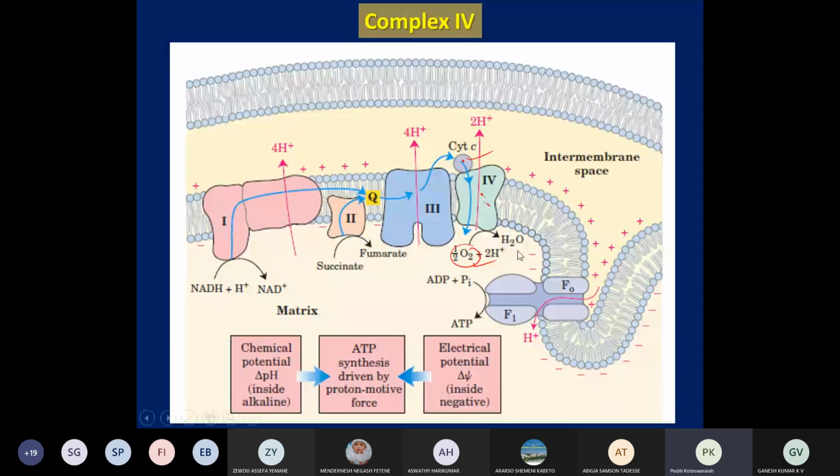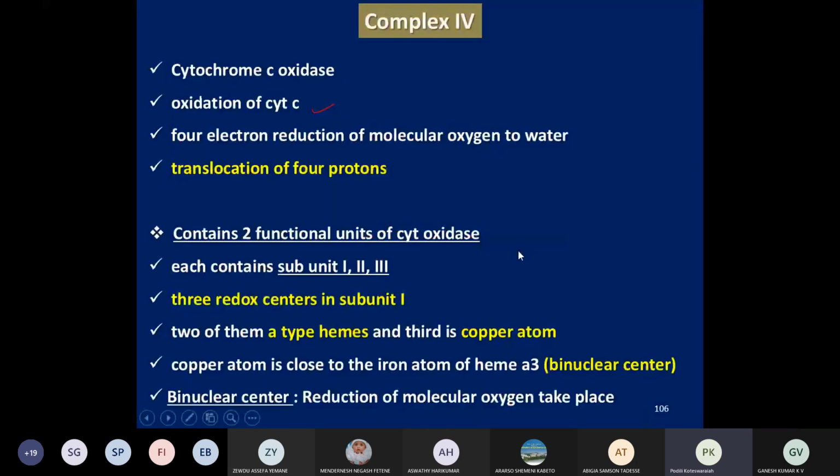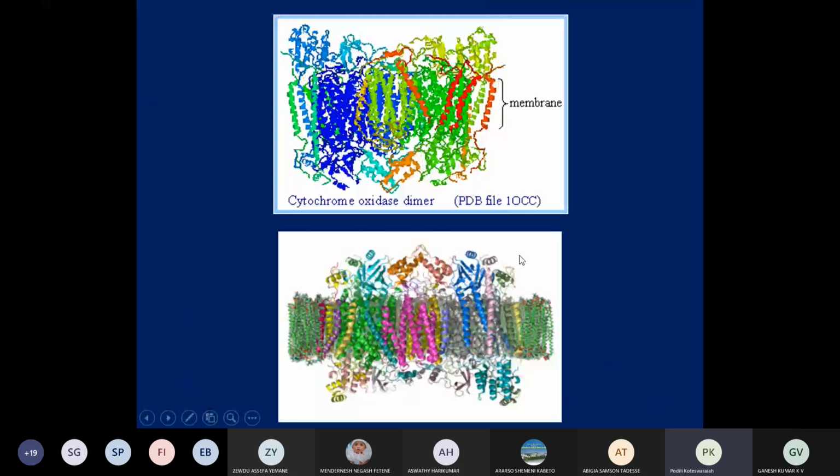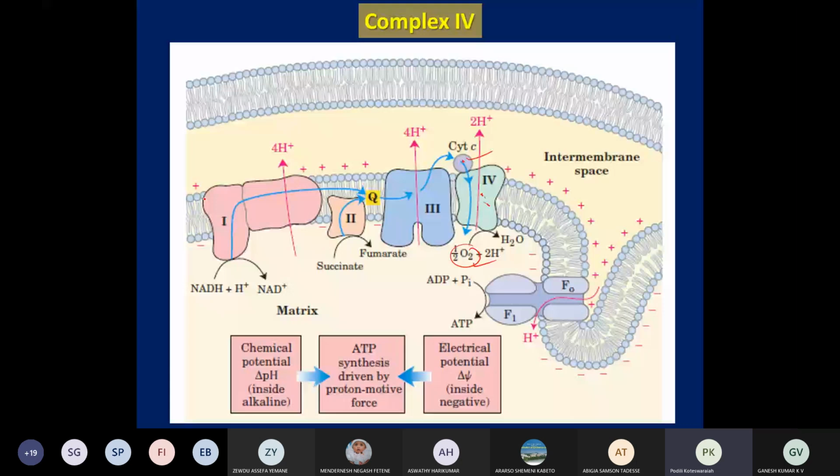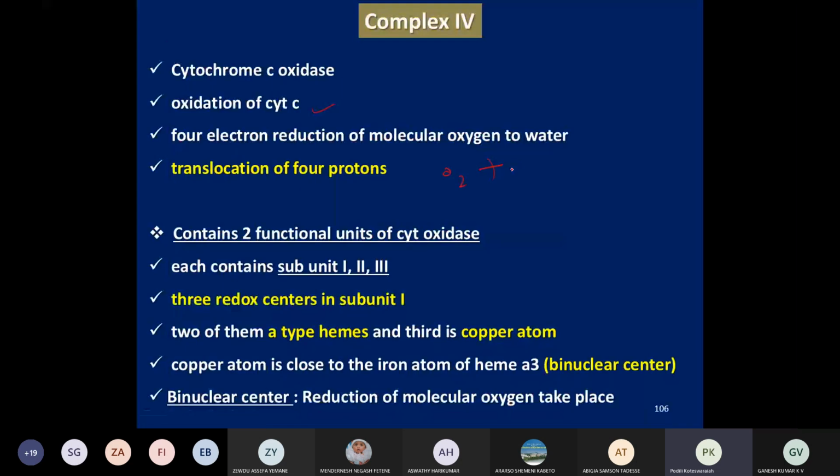During this process, translocation of protons again takes place. For every pair of electrons, 2 protons would be translocated. But in order to convert oxygen to water, it has to undergo 4 electron reduction: 4 electrons plus 4 H+ become 2 water molecules.